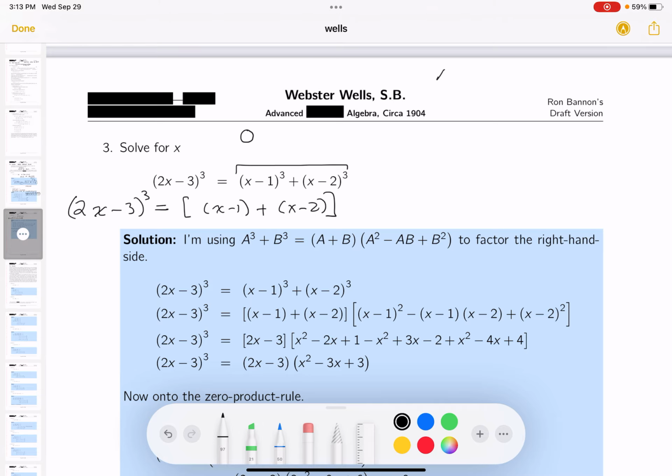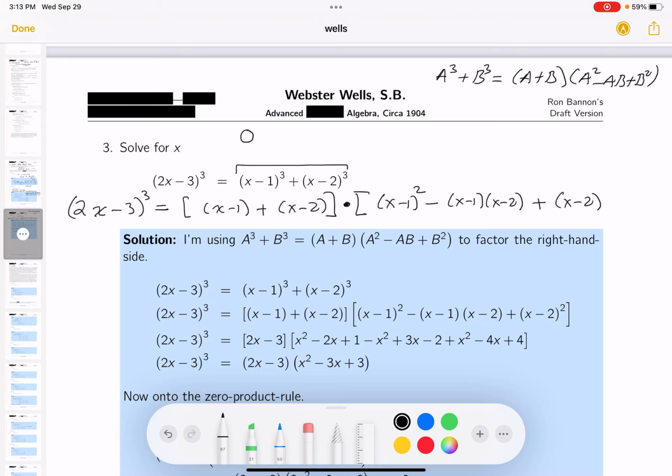Let me read what we're doing. We're doing a cubed plus b cubed. This is from prior sections. That's going to be a plus b times a squared minus ab plus b squared. And that comes from a prior chapter. Let's do x minus 1 squared minus x minus 1, x minus 2, plus x minus 2 squared.